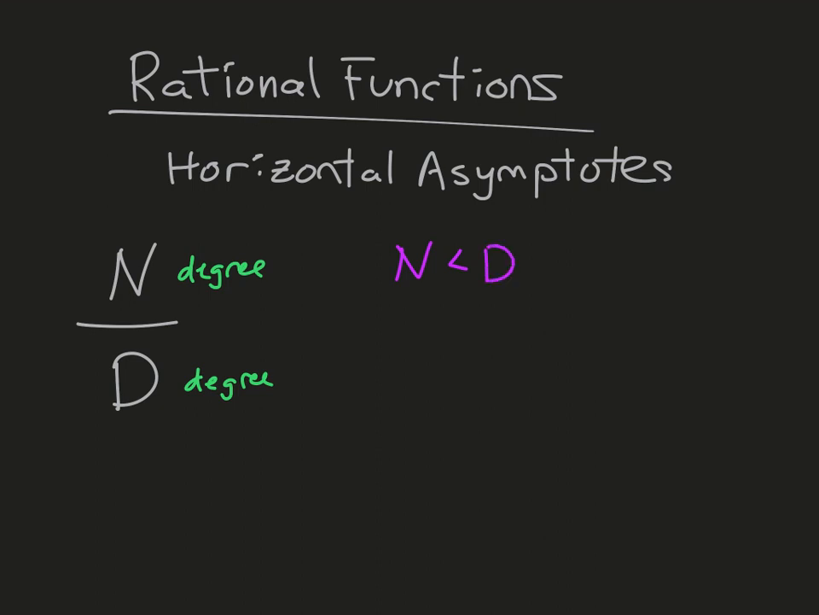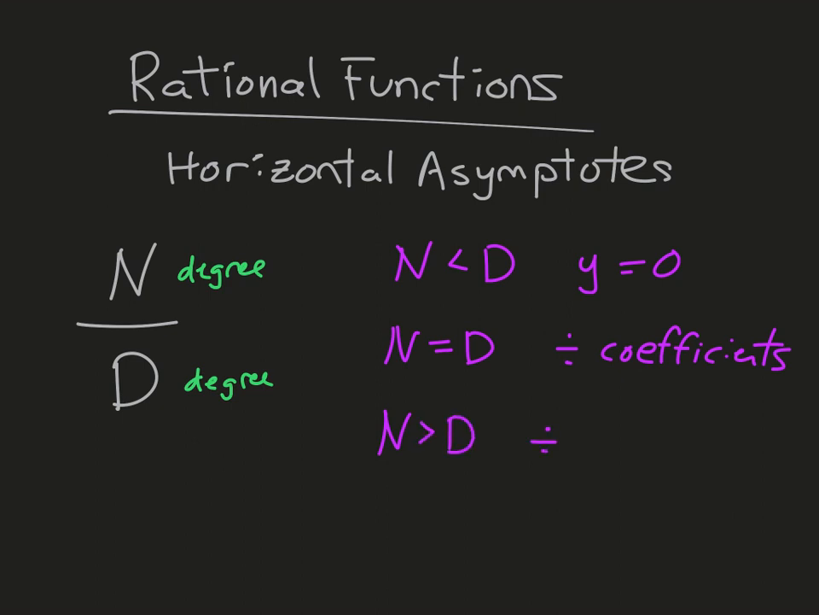So case 1, the numerator's degree is less than the denominator's degree. Very simple. That means you have a horizontal asymptote at y equals 0. If the numerator is the same as the denominator, you're going to divide the coefficients from those terms. That's going to give you y equals some value. That's where your horizontal asymptote is going to be. If the numerator is greater than the denominator, that's when you're going to literally divide the numerator by the denominator. And whatever expression you get, that's an asymptote, but it's not necessarily horizontal. That third case does not pop up as often as the first two.